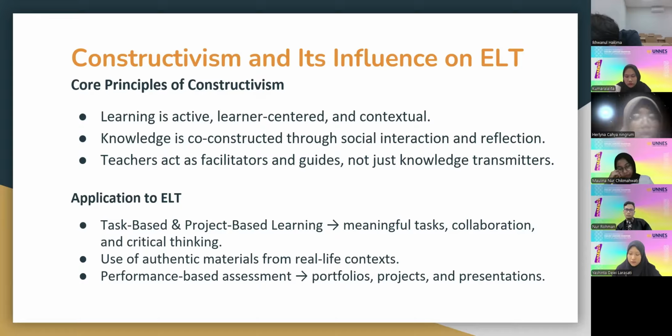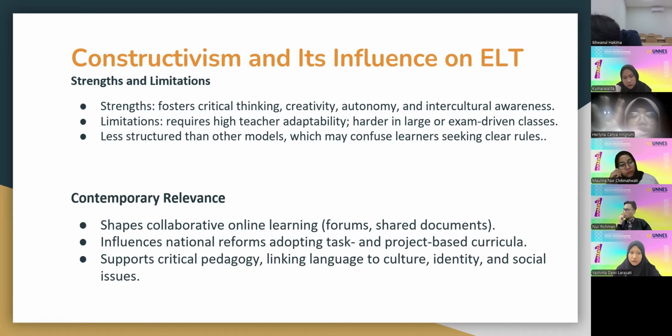In the application to ELT, constructivism translates into task-based learning and project-based learning frameworks that prioritize meaningful tasks, collaboration, and critical inquiry. Authentic materials drawn from real-life contexts foster relevance and communicative competence. Evaluation focuses on performance-based assessment, including portfolios, projects, and presentations, reflecting learners' ability to apply knowledge in dynamic contexts.